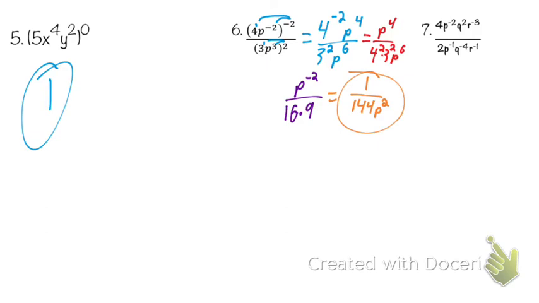4p to the negative second, q to the second, r to the negative third, over 2p to the negative first, q to the negative fourth, r to the negative first. We have a couple ways we can approach this. Here's one way. You could go through and subtract them.